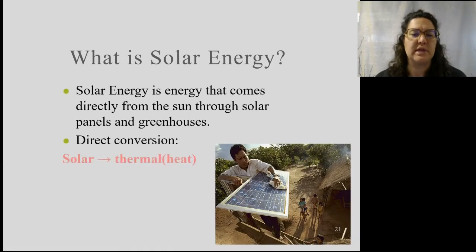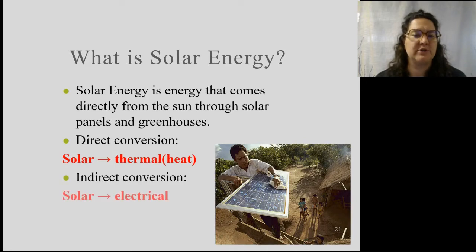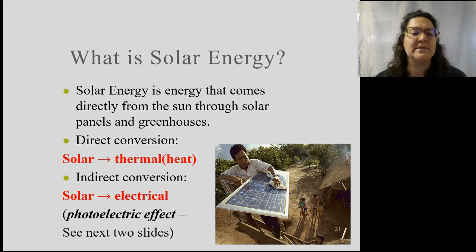So solar energy is energy that comes from the sun through solar panels and greenhouses. We can have a direct conversion of solar energy to heat, or we can have an indirect conversion of solar energy to electrical energy. And this is the photoelectric effect, which we'll look at on the next few slides.